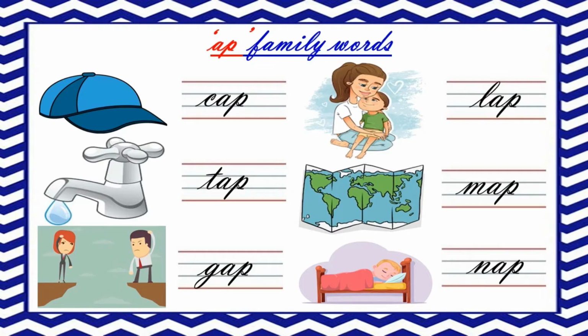N-A-P, nap. So students, there are six words in ap family. C-A-P, cap. L-A-P, lap. T-A-P, tap. M-A-P, map. G-A-P, gap. N-A-P, nap. So these are ap family words. So students, you have to practice am family and ap family words.